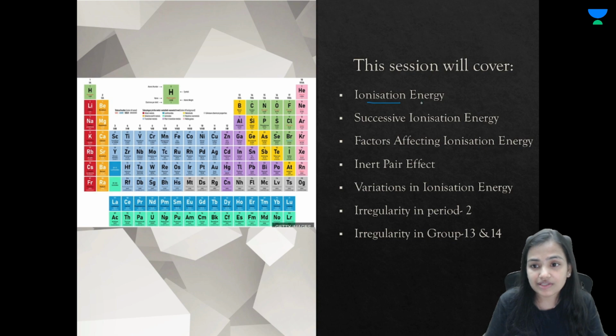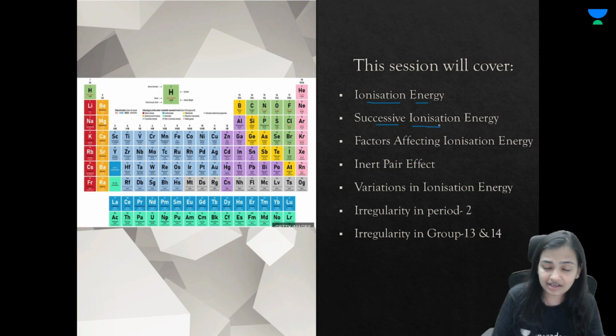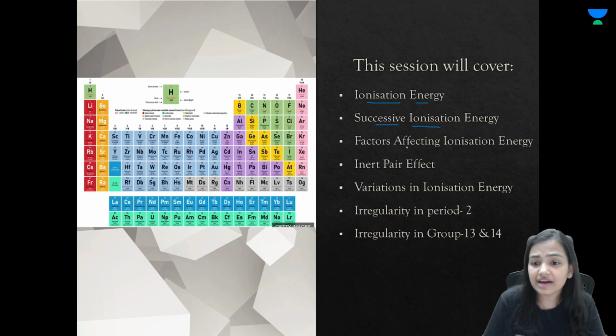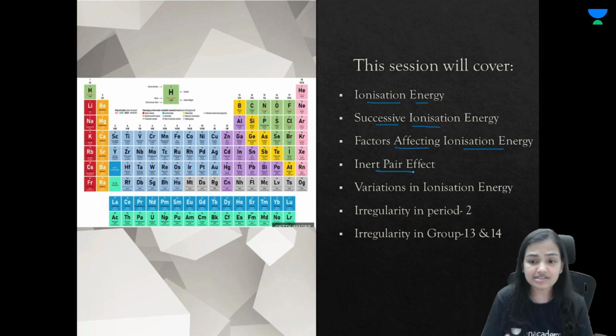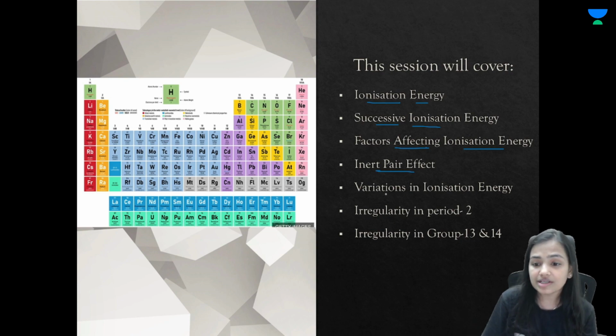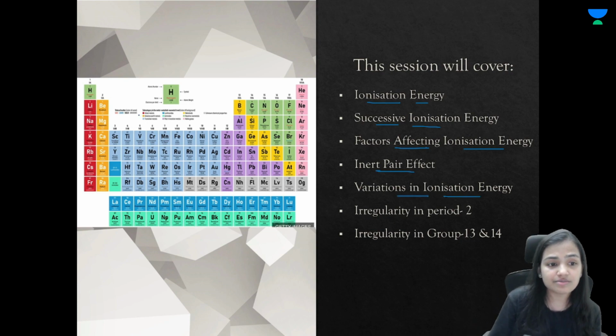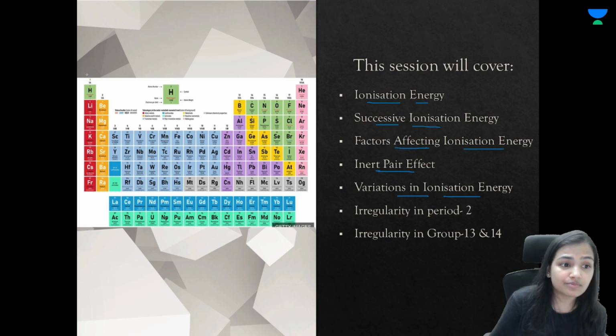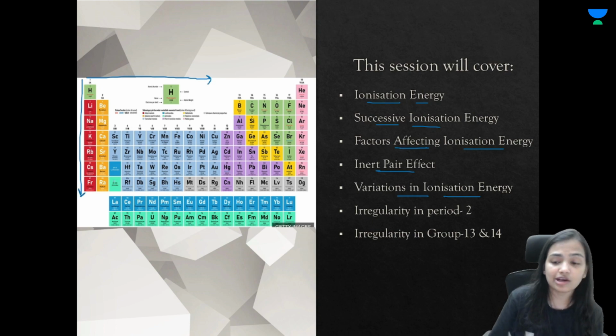We'll have a focus on the ionization energy. We'll see the successive ionization energy: what happens when we remove one electron, then another electron, then another electron. What are the factors that affect the ionization energy? What do you mean by the inert pair effect, and what is its role in determining the IE, that is ionization energy? What are the variations in ionization energy? I will let you know what happens when we move from left to right along a period, or from top to bottom along a group.